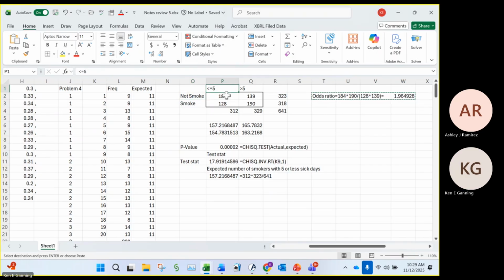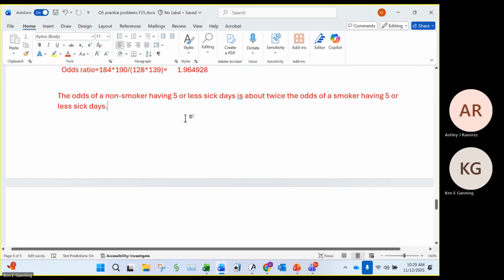What's that? Because that's what's here, 5 or less. Less than or equal to 5. Because getting the special symbol in there is a pain. Okay? Which is non-smokers having 5 or less sick days. Non-smoker versus the other, smoker. Okay.